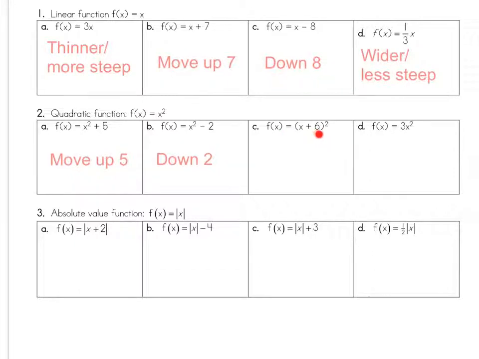And since it's a positive 6, many of you might think it will move it right, but if you check this on your calculator, it actually does the opposite. It's so weird, but it's going to move it 6 left.